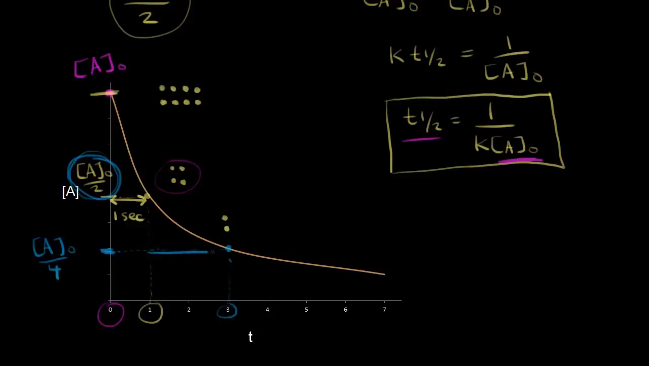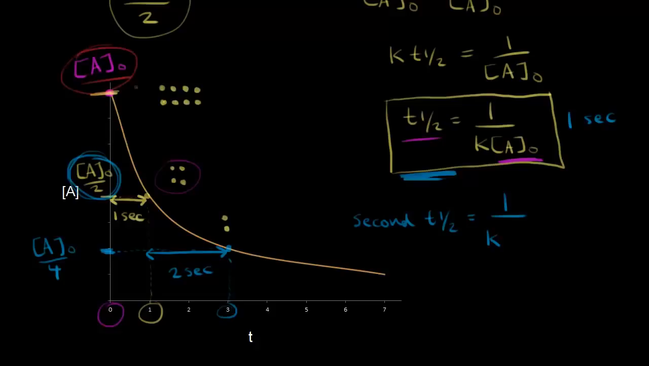So how long did it take this time for our half-life? This time our half-life would be 2 seconds. It's twice the first half-life. And we can understand that by plugging into our half-life equation over here. So if we say the first half-life is 1 second, let's go ahead and plug in for the second half-life. The second half-life would be equal to 1 over the rate constant k. But now our initial concentration is not this, it's this. It's the initial concentration divided by 2.